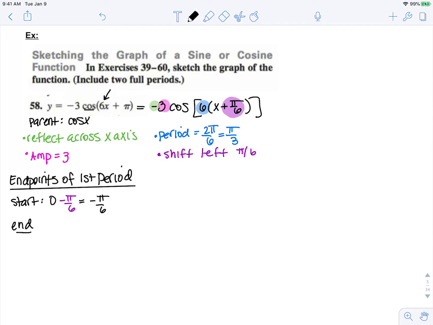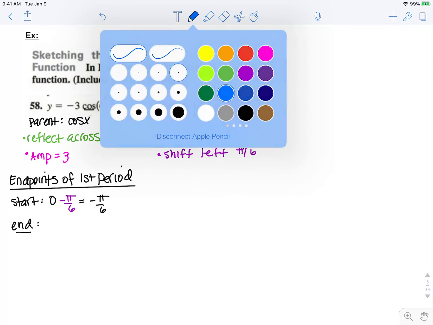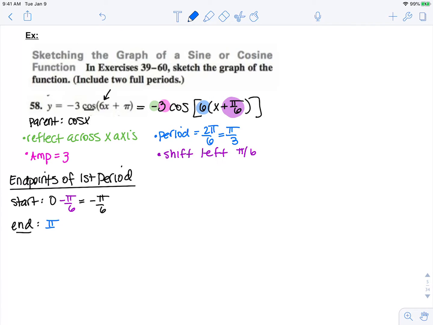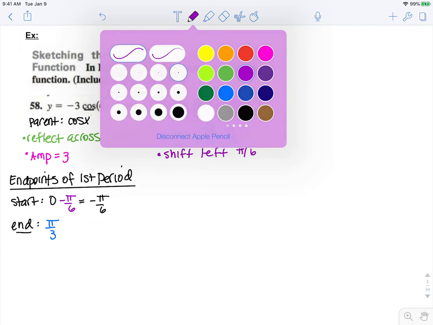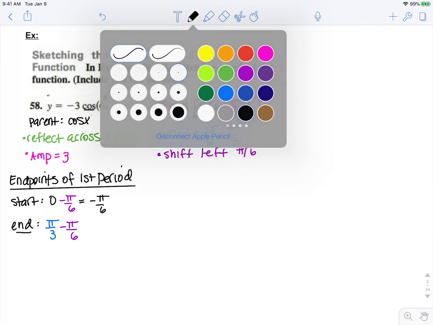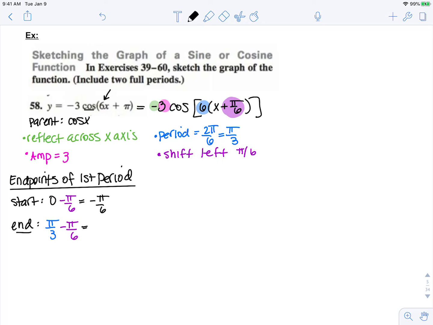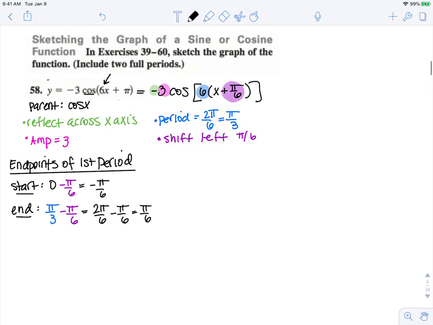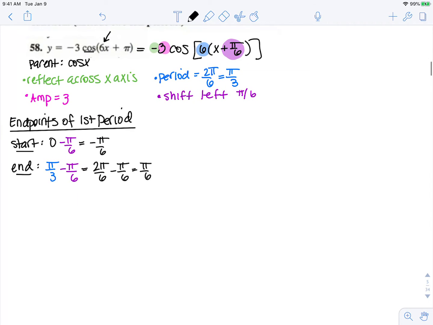Now, ending, normally with our period of pi over 3, we would end at pi over 3. But since we're shifting left from that, we're going to subtract pi over 6. Now, to subtract these two fractions, I need common denominators. 2 pi over 6 minus pi over 6 is pi over 6. So that means I'm going to start at negative pi over 6 and end at pi over 6 to have my full period of pi over 3.